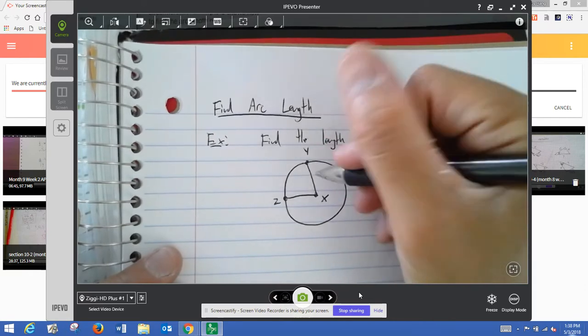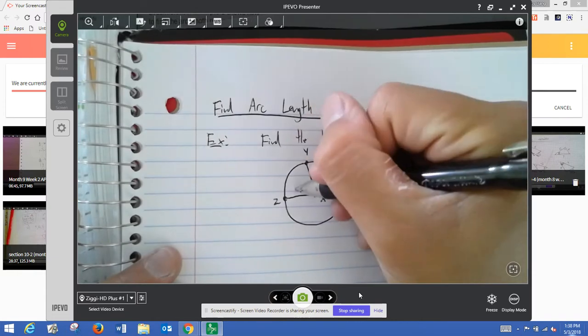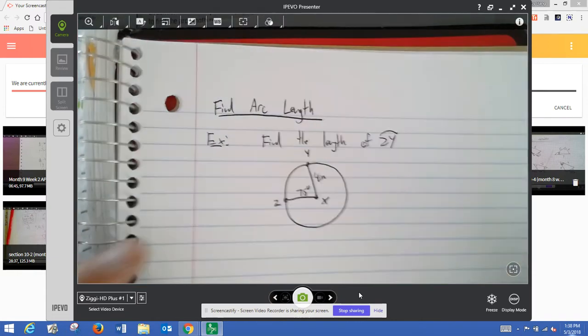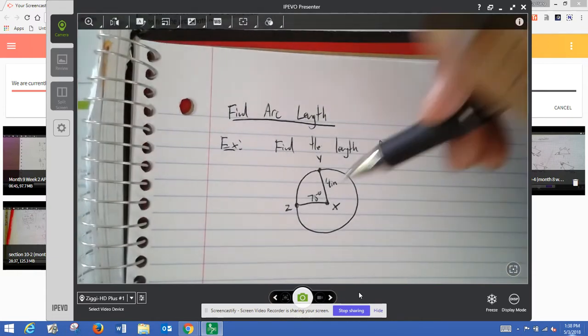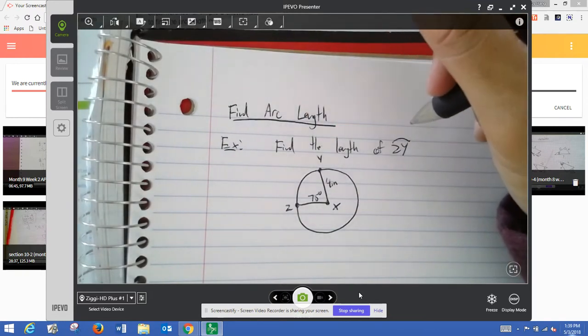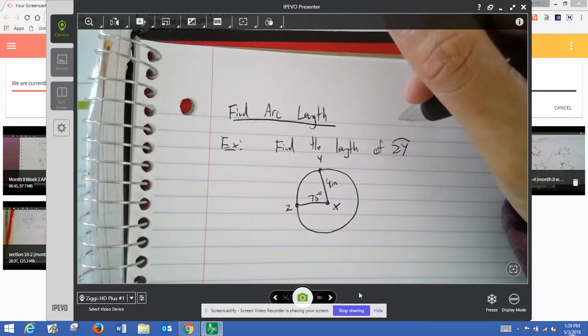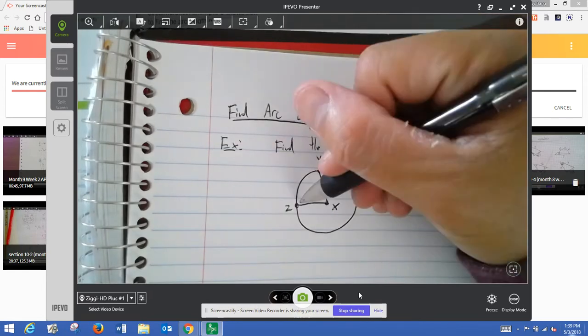Then I give you that this is 4 inches. That's the radius. And I give you 75 degrees for the central angle measure. But I want you to find the length of ZY. Oh, crud. I don't know what that means. The length, meaning I don't want you to find the angle measure.